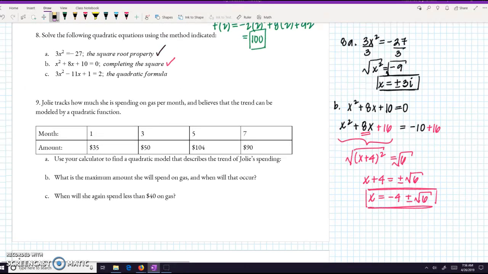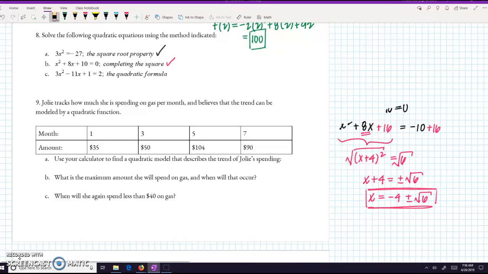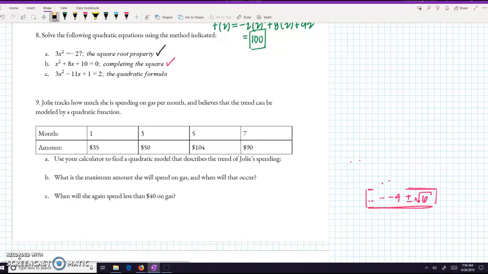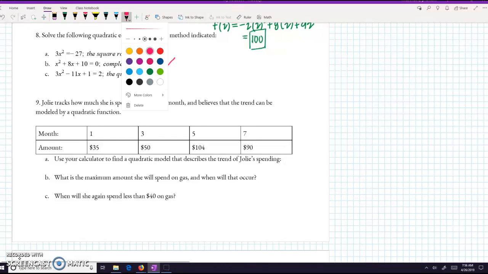And then the last quadratic equation that you would have used in the previous problem as a method for solving through is the quadratic formula. So for part C, we're using the quadratic formula to solve 3x squared minus 11x plus 1 is equal to 2.